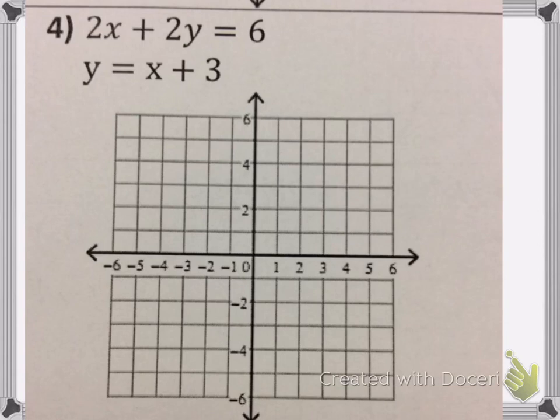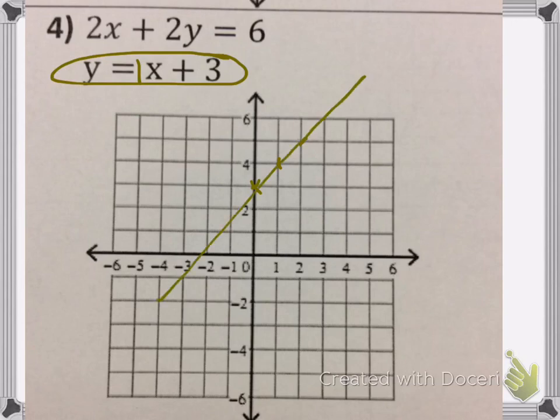All right, on this last example, the second one's ready to graph. So I'm just going to start and graph that one. Then I'm going to fix that top one in order to graph it. So I'm going to start up at 3 and then follow my slope, which is 1. So up 1 over 1, up 1 over 1. So my line's going through those ordered pairs.